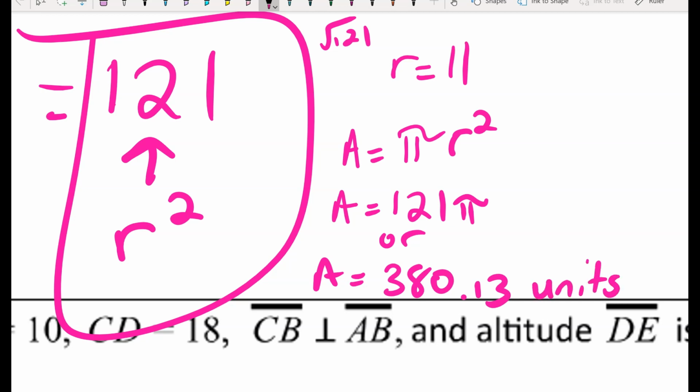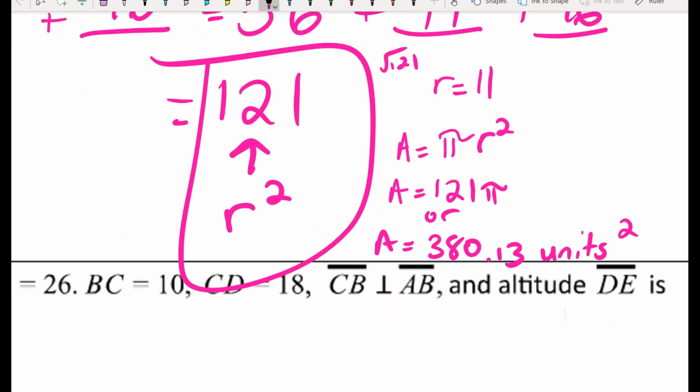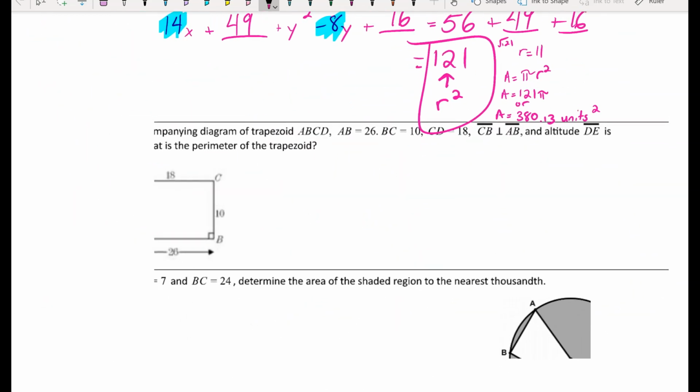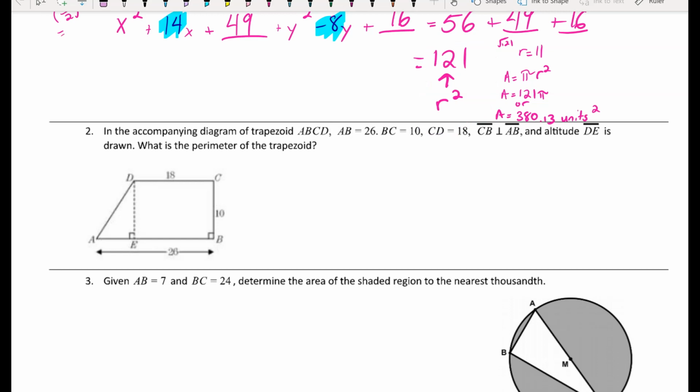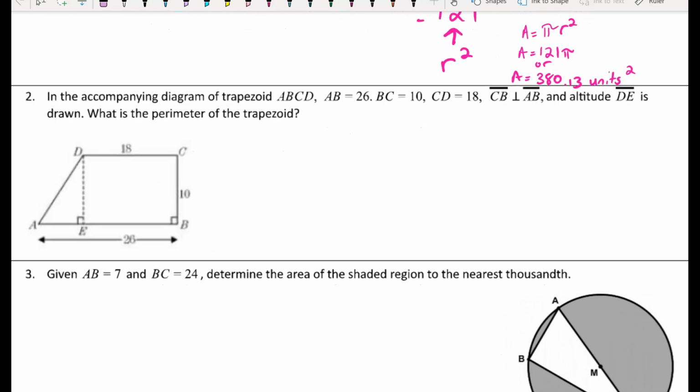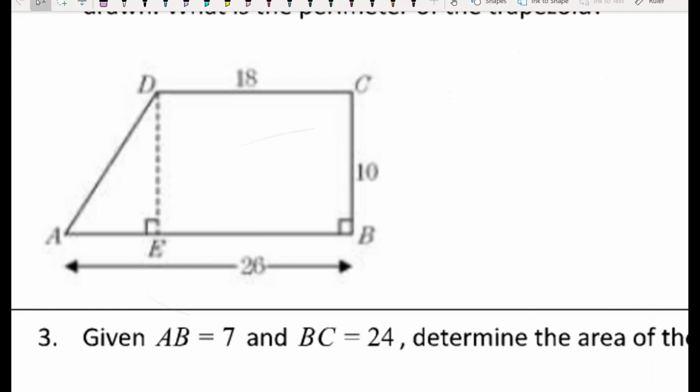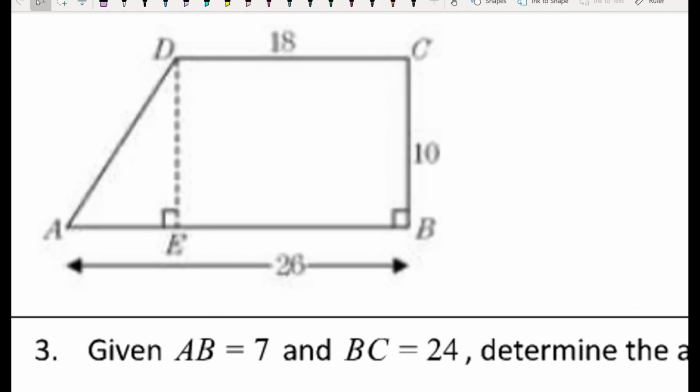And I don't know what the units are, so I'm just going to write units squared, because remember, if it's area, it should be some sort of square unit. For number 2, in the accompanying diagram of trapezoid ABCD, AB is 26, BC is 10, CD is 18, CB is perpendicular to AB, and altitude DE is drawn. And they want me to find the perimeter.